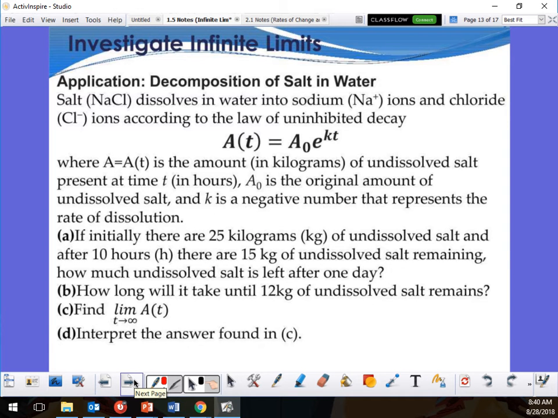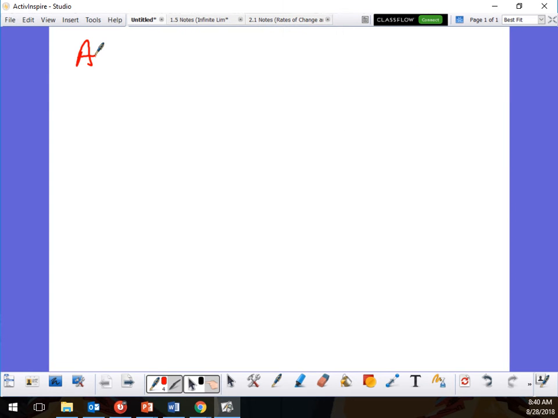Alright, so this one, for all those people that took AP Physics, it's the same type of question. If you took physics, it's the same type of question right here. I'm going to give you guys a whole bunch of text here; you could read it on your paper. Short answer: A of t, where t is in hours, equals A sub naught e to the kt. A sub naught is your initial amount.